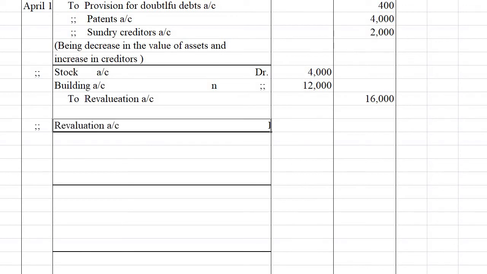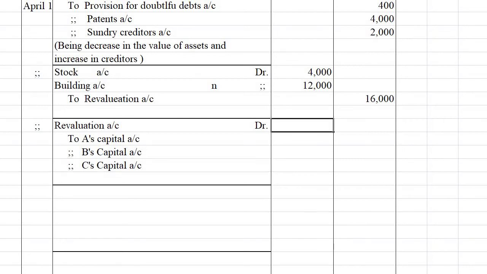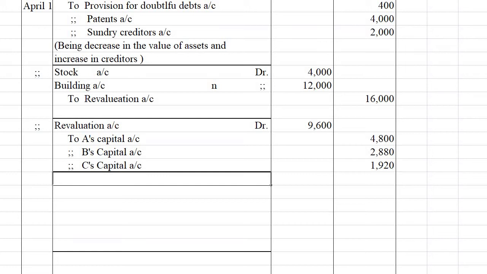Revaluation account debtor to A's capital, to B's capital, to C's capital. That profit, sharing of profit entry is to be written. So 9,600 was the total amount of profit shared in 5:3:2 ratio. So 4,800, 2,880 and 1,920. Narration also can be written.